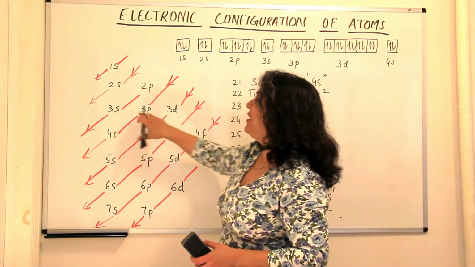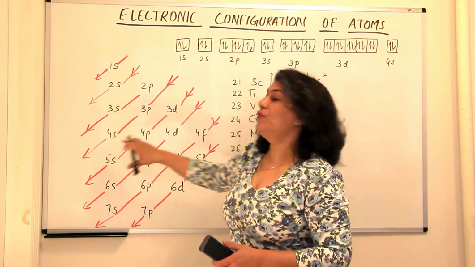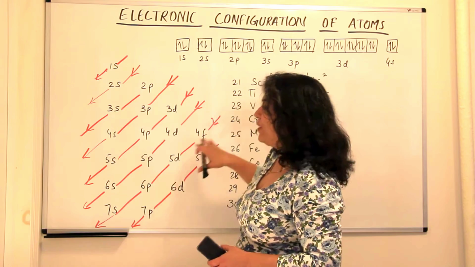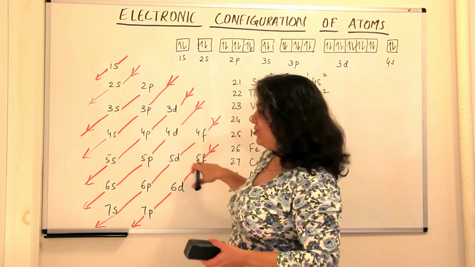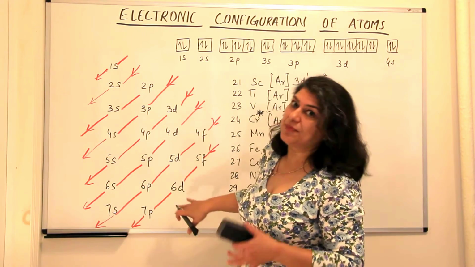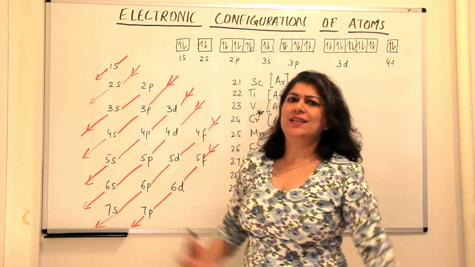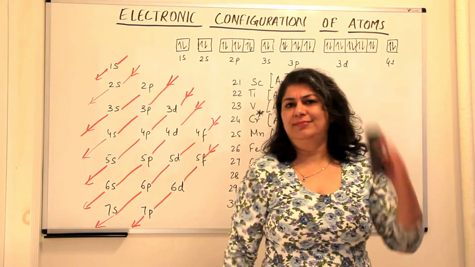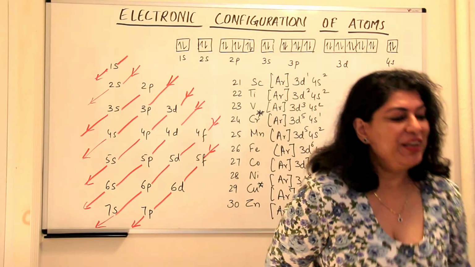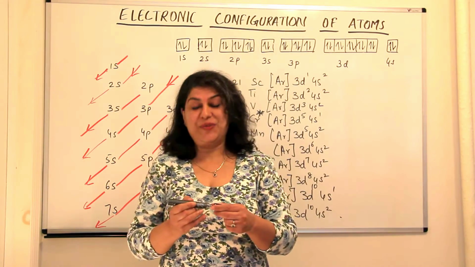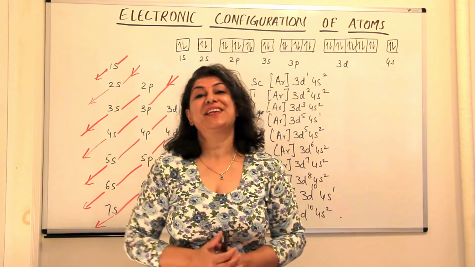Third has 3, 3s, 3p, 3d. Fourth has 4, 4s, 4p, 4d, 4f. 5 has 5 but we write only 4. 6 has 6 but we write only 3. And 7 has 2. Make diagonal lines and you are good to go. So electronic configuration is easy to write once you understand these basic rules.